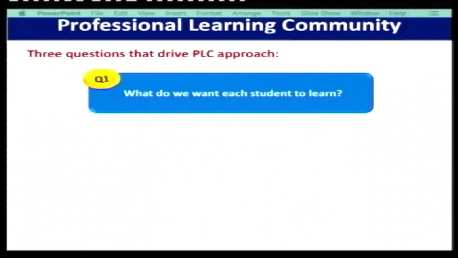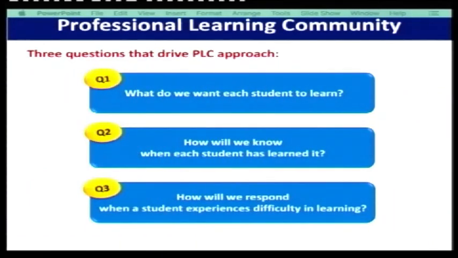Because of this, the 3 questions which people who use PLC ask are these. First, what do we want each student to learn? Because some students are not learning. And you look at their student work and you say, what do we want them to learn? And they are not learning.